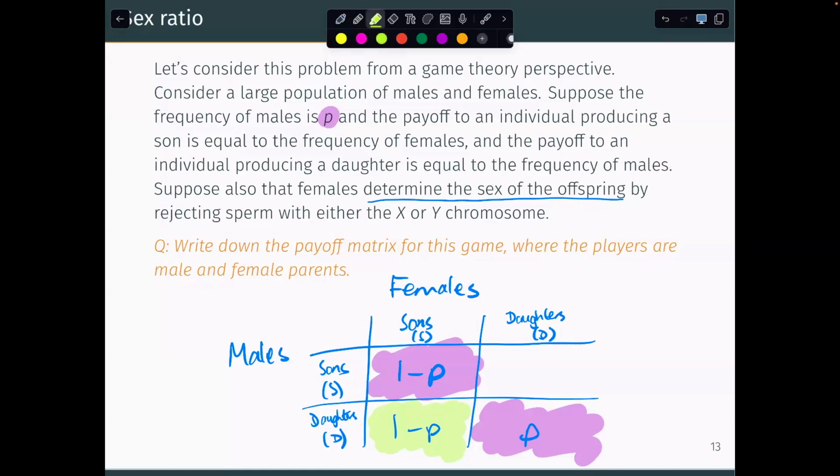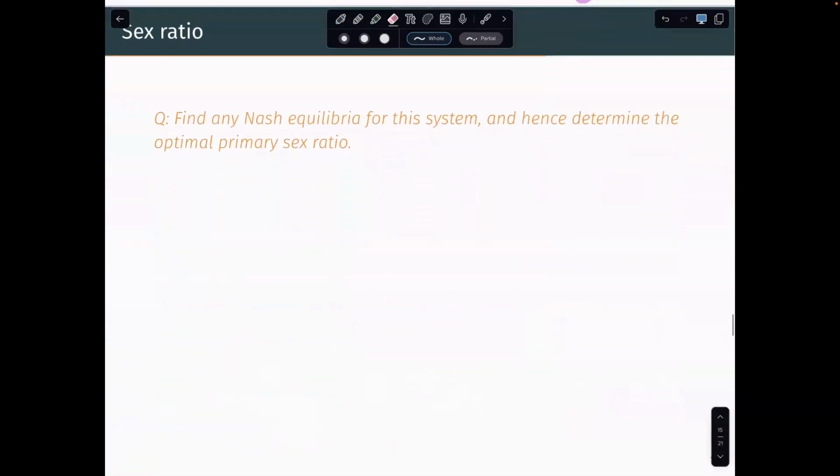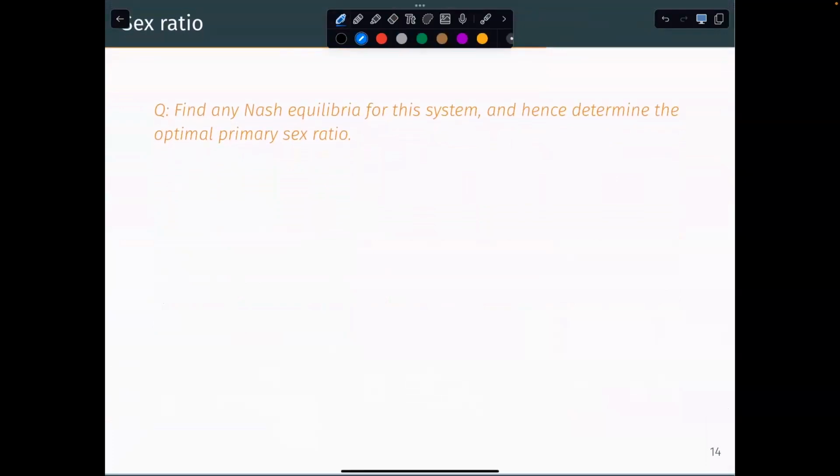How about this box up here? Yeah, again, it all depends. It doesn't matter what the males want here, the females are deciding everything. So the males are really irrelevant. This looks a bit odd because it's not like any of the games that we've had set up before. Okay, so let's find Nash equilibria for the system and hence determine the optimal primary sex ratio.